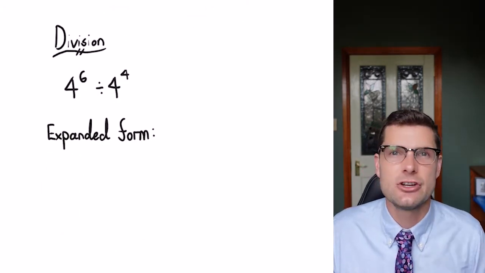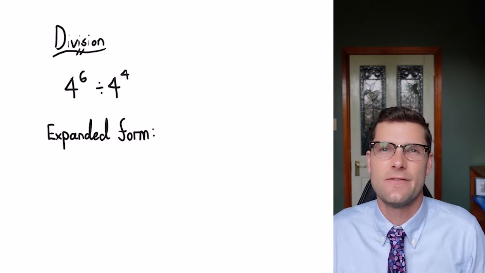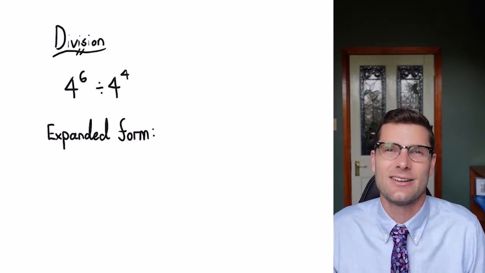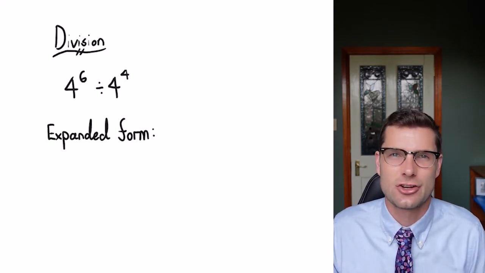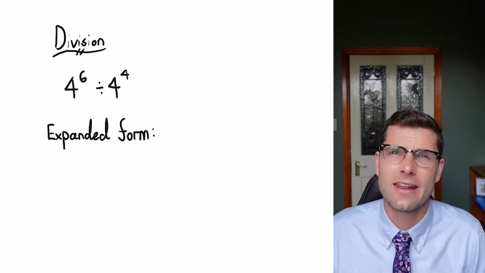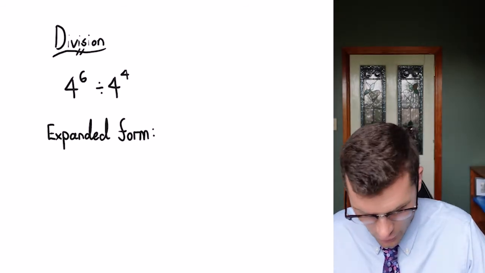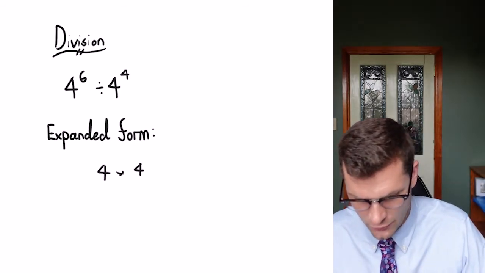So when we come to division, it's a very, very similar process. Multiplication and division are opposites, and addition and subtraction are opposites. So you might be able to see where this is going. But we're just going to write it out in expanded form, just to make sure. 4 to the power of 6 means that I've got 4 multiplied by itself 6 times.